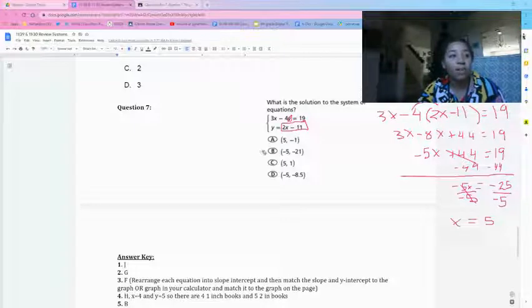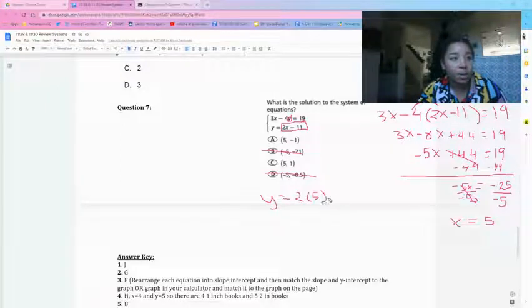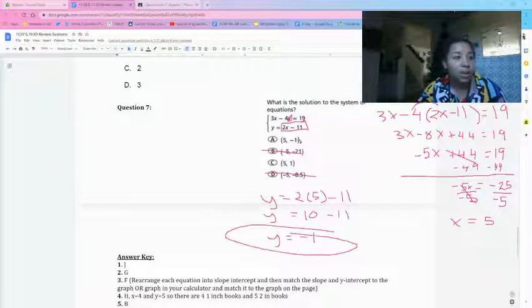So I know I can cross out B and D. Now I've got to plug this back into the equation. I'm going to pick this one here because it directly equals y. So y equals 2x minus 11. I know x equals 5, so I'm going to plug in 5 here. So this would be 10 minus 11, and 10 minus 11 equals -1. So my answer would be A. Okay, so that's one way to solve it.